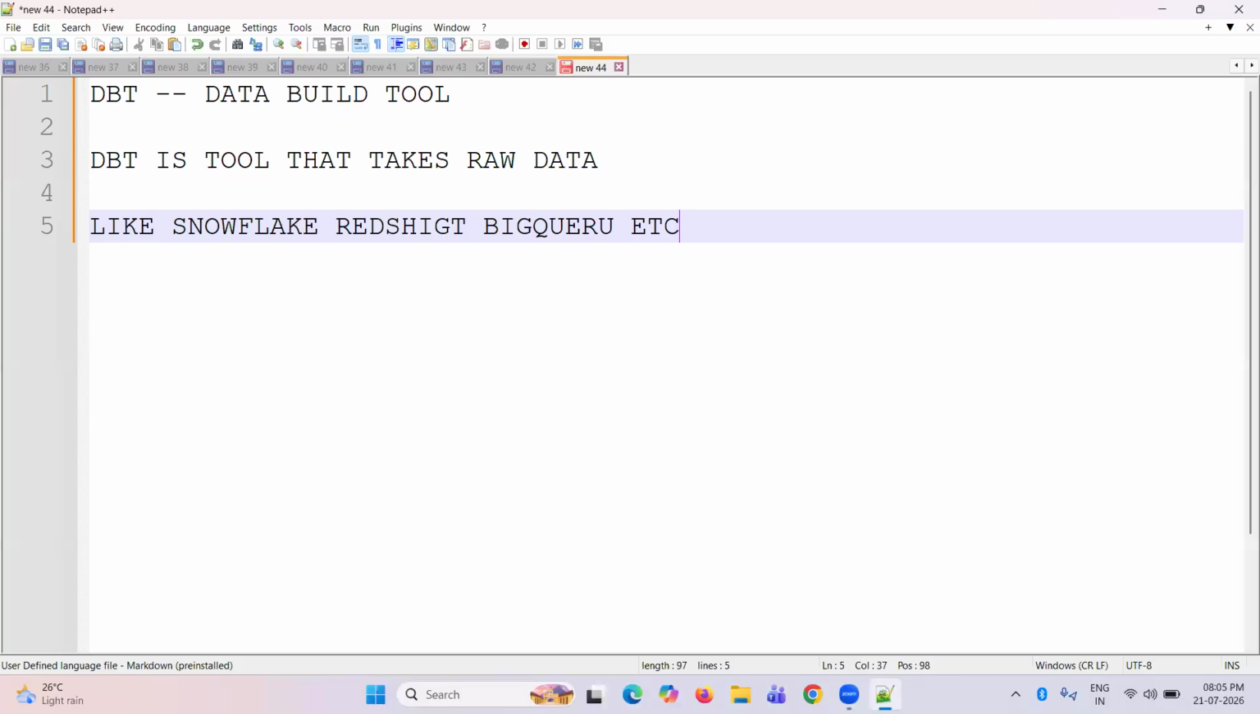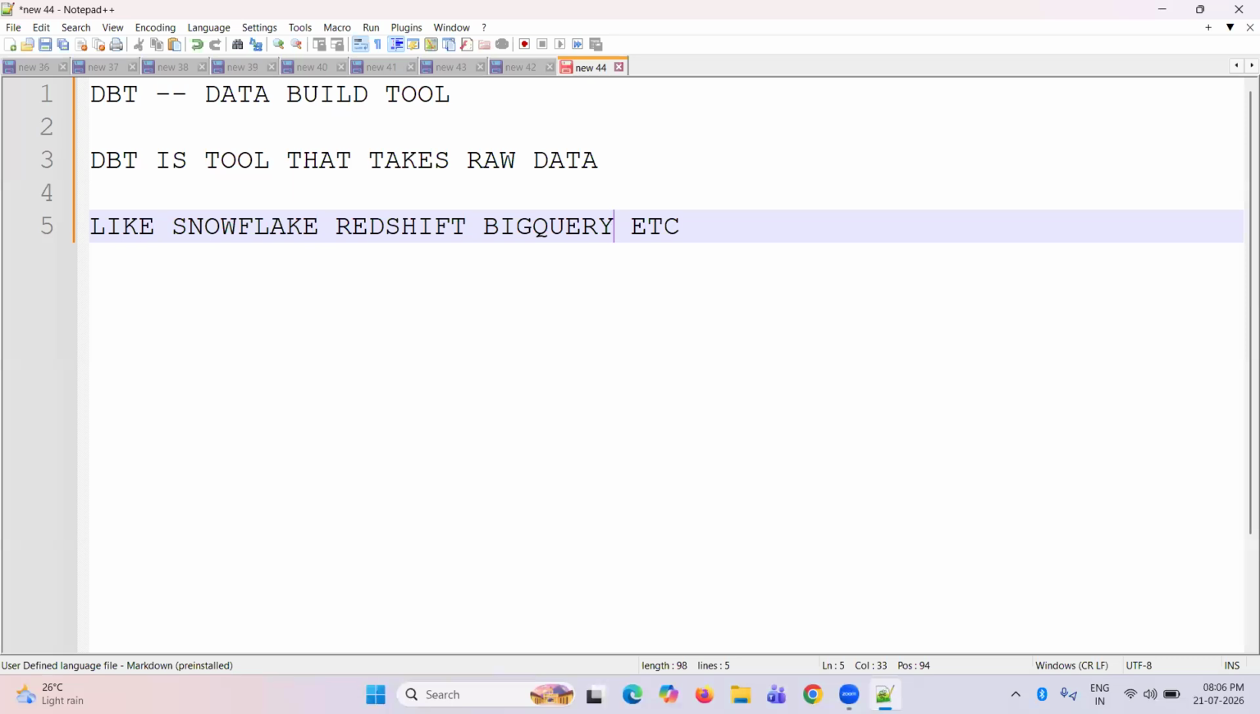There are others also, like Databricks. You can connect those to dbt. So, like Snowflake, Redshift, BigQuery, or Databricks, dbt turns raw data into clean, organized, trustworthy tables using just SQL. We are using only SQL here.